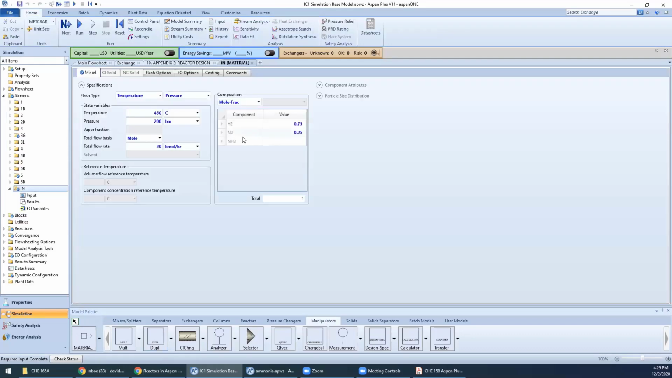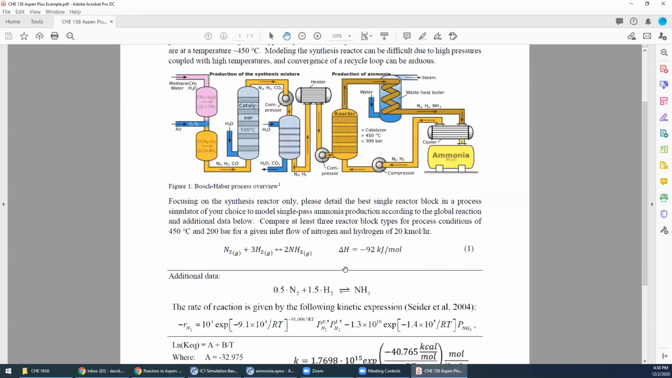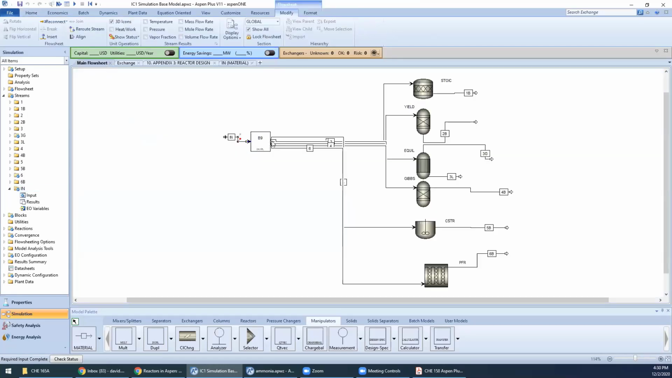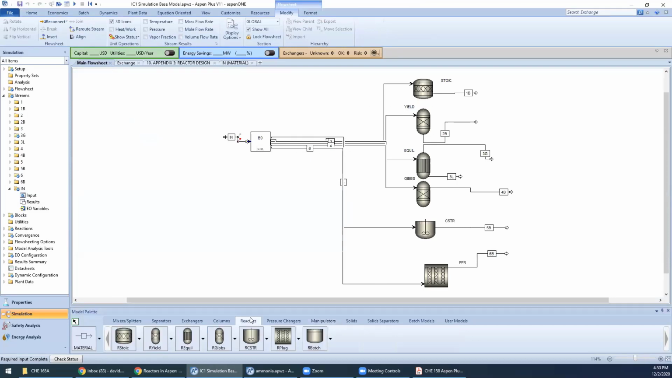I can just change my inlet flow, again, 450 C, 200 bar, 20 kilomoles an hour, and I'm feeding a 3-to-1 ratio of hydrogen to nitrogen based on our stoichiometry here. And again, just the mole fraction and total moles, and then I'm connecting the duplicator to all 6 of these reactors. And again, we're going to ignore batch right now.